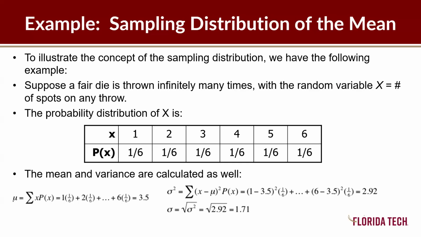The mean works out to be 3.5. The variance works out to be 2.92. The standard deviation, just the square root of that, is 1.71.